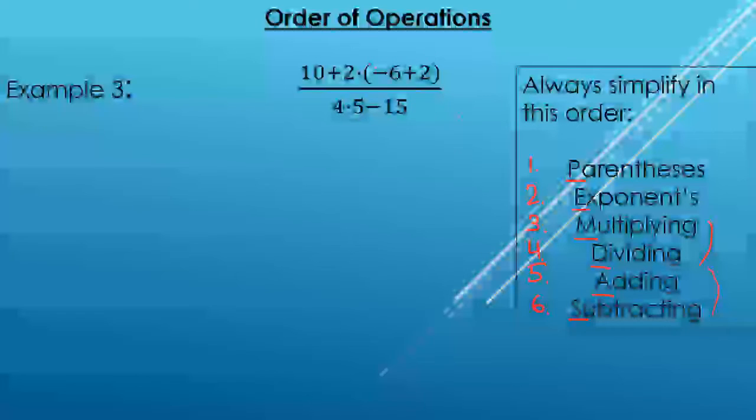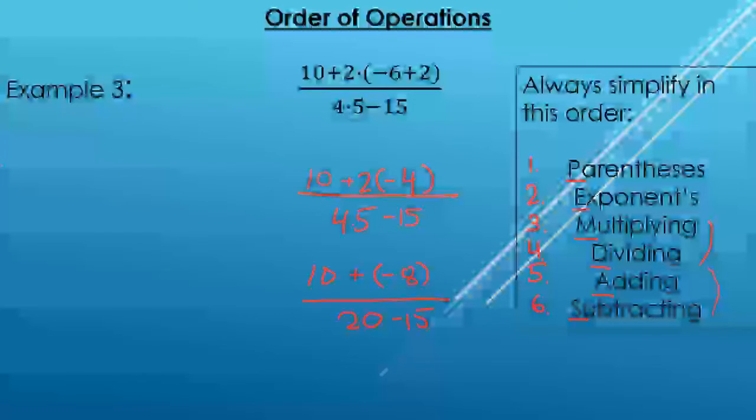So I want to start with parentheses, so that's negative 6 plus 2. So I'm going to bring down all the stuff that's not in those parentheses. Okay, negative 6 plus 2, that'll be negative 4. Now, there's no exponents here, so let's do any multiplying that we see. So 2 times negative 4, that gives us a negative 8. And in the bottom, we've got 4 times 5, so that's a 20 minus 15. All right, on the top, we've got 10 added to negative 8.